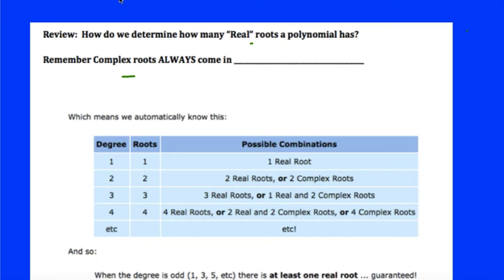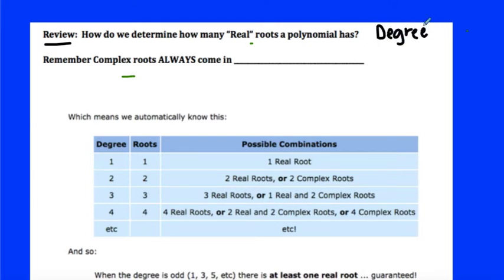Hi everyone, so today in class we stopped on page 3 of your note packet. So I'm right at the part where it says review, okay? How do we determine how many real roots a polynomial has? This is something you know. Remember, we can tell the number of roots based on the degree of the polynomial, okay?